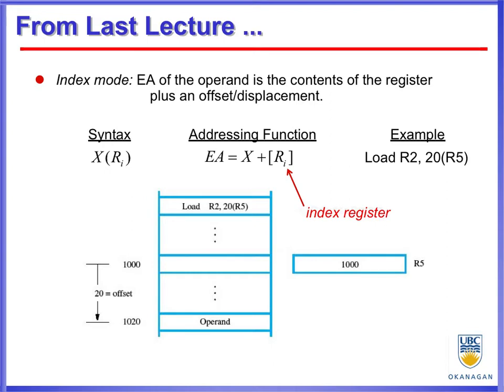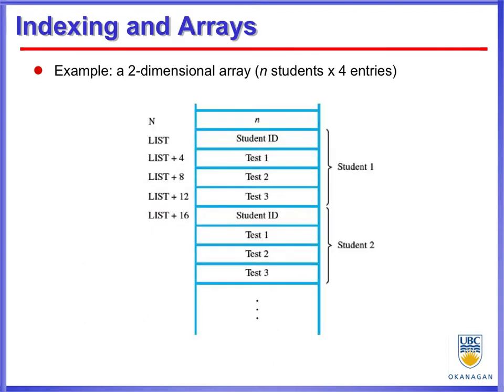Okay, so those were the 5 basic addressing modes. Let's look at an example of how we would use, for instance, the indexing addressing mode, which is the indirect plus an offset. In a lot of applications, we use arrays in high-level programming languages when we have a lot of data that we want to organize. We can do the same thing in an assembly language program.